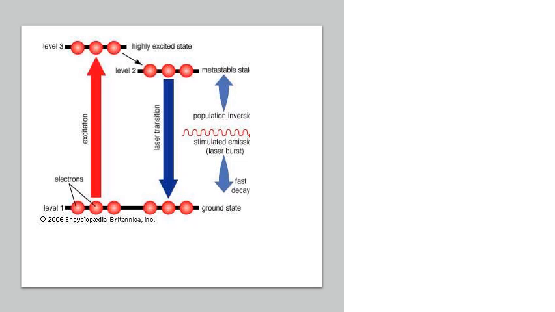Metastable states means stability is more than the excited state, but less than the ground state. Now they accumulate at the metastable state. From there, they move to the ground state. But what is the condition when it can move? That is called population inversion.